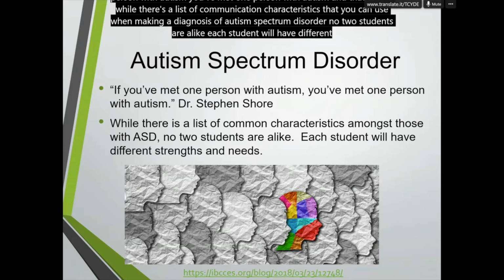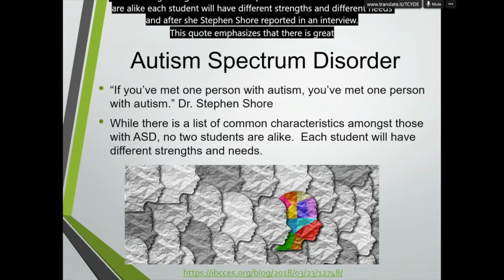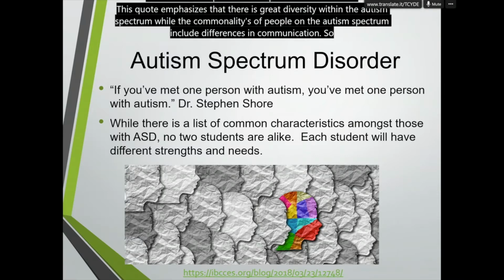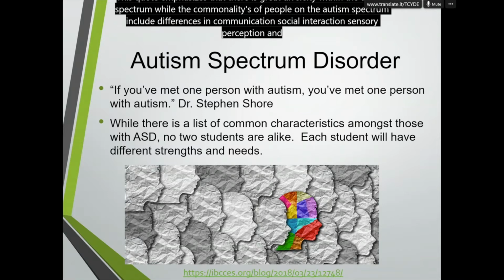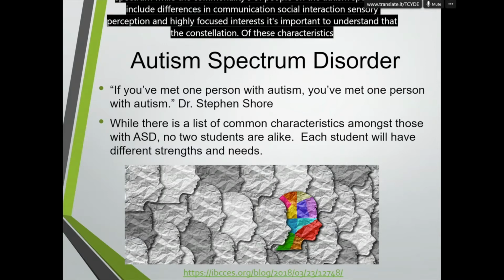Dr. Stephen Shore reported in an interview, this quote emphasizes that there is great diversity within the autism spectrum. While the commonalities of people on the autism spectrum include differences in communication, social interaction, sensory perception, and highly focused interests, it's important to understand that the constellation of these characteristics blends together differently for each individual.